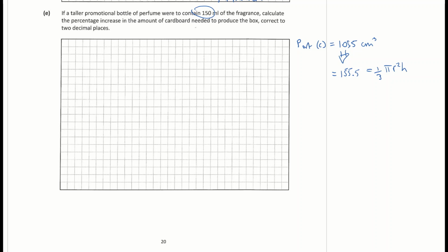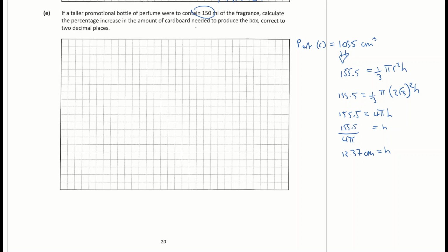So what I'm trying to do here is get the height of this new bottle. And if I tidy that up a little bit, it'll become 155.5 is equal to 1/3 pi. Radius doesn't change, 2√3 squared h. And that's giving me 155.5 is equal to 4 pi h. And then to get h on its own, it's 155.5 divided by 4 pi, which is giving me 12.37 centimeters. So that's the height of the new box, or the new bottle.